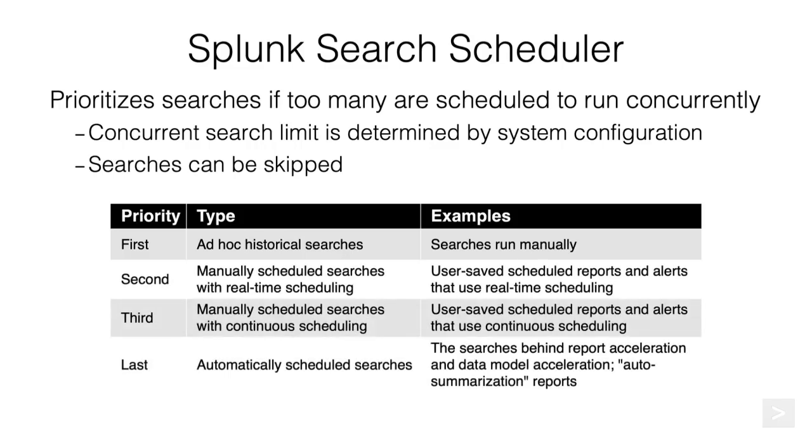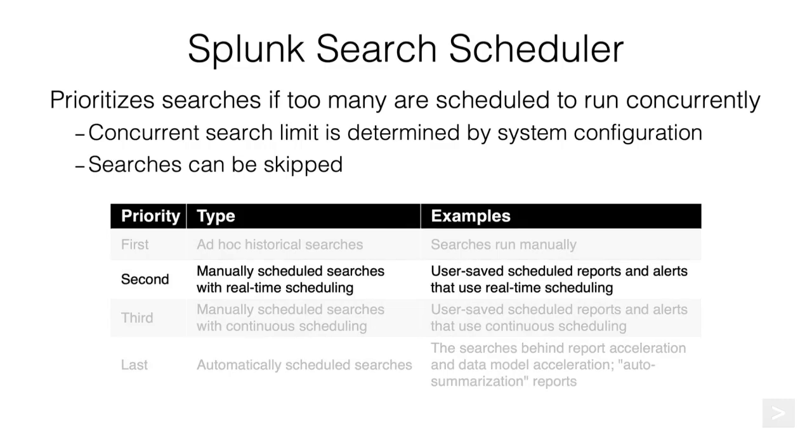After ad hoc historical searches, the next searches considered to run will be manually scheduled searches using real-time scheduling. Don't get confused by the term real-time here. We're not talking about real-time searches, which run continuously. In this case, the phrase real-time is referring to a scheduling mechanism. With real-time scheduling, searches actually have the ability to be skipped.